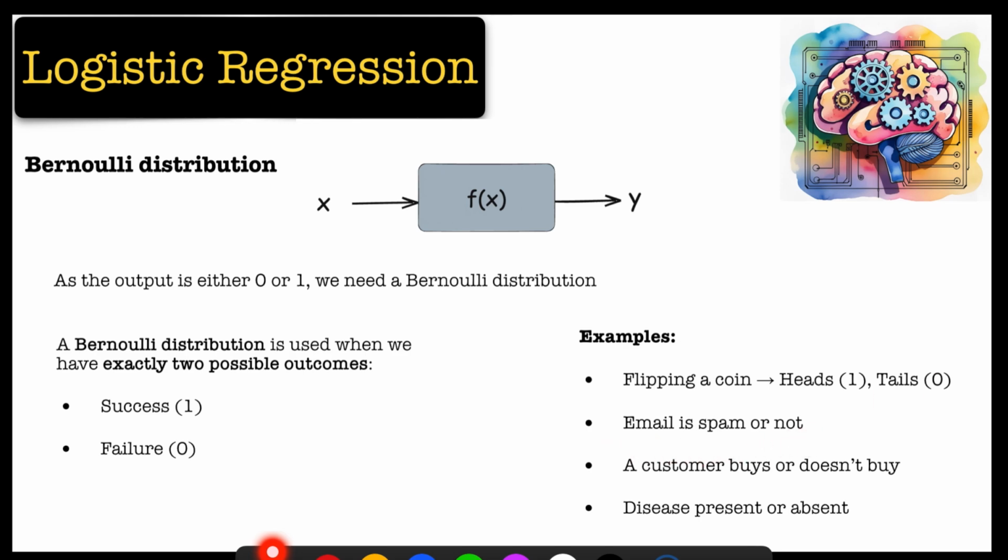Whether an email is spam or not, that also is a yes or no question. A customer buys or doesn't buy a product, that is also a yes or no question, a success or failure question. Disease present or absent. So all these are examples where Bernoulli distribution can be used.